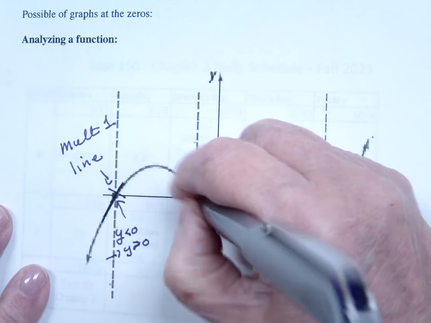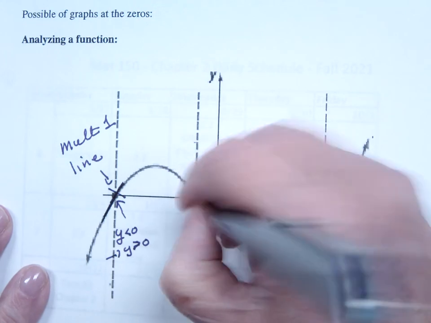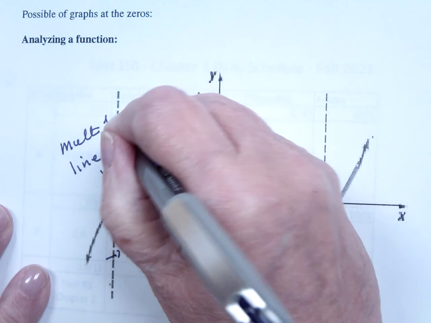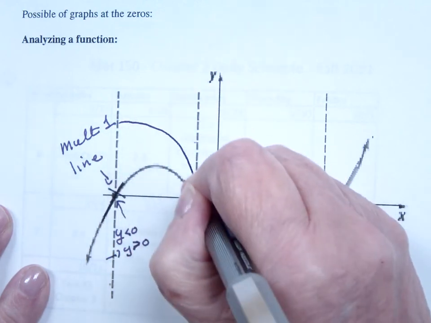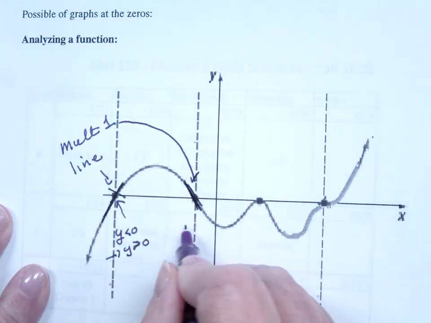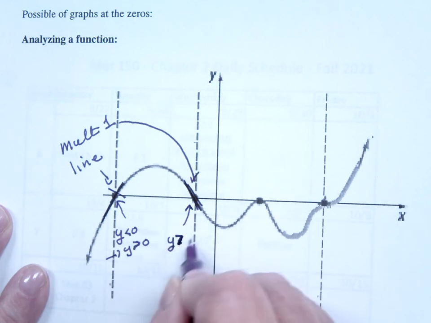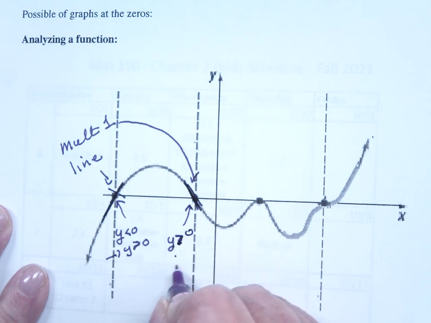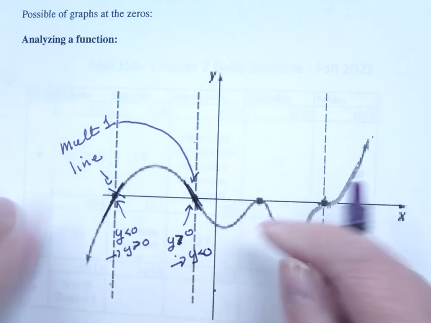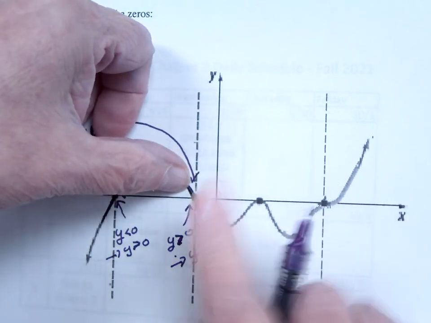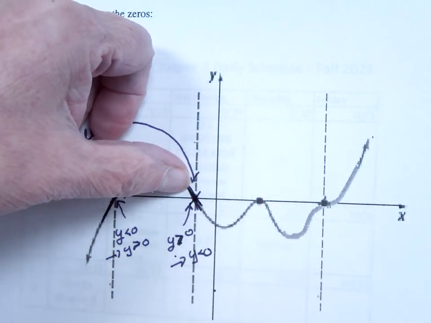Now here is also another multiplicity 1 because it's a line as it goes through the x-axis. So it's also multiplicity 1. And you will note here y changes from positive to negative. Now that's why, because it crossed the x-axis.